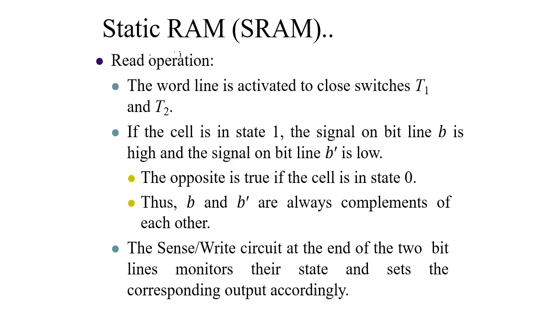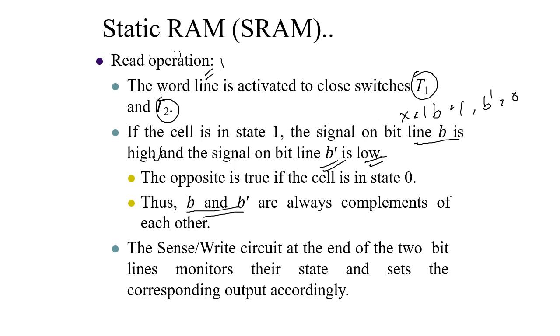Here the word line is activated to close the switches T1 and T2. The word line will be made 1 so that the T1 and T2 transistors are turned on. If the cell is in state 1, the signal on the bit line B is high and the signal on the bit bar is low. That is, when X equals 1, B becomes 1 and B dash becomes 0. We already know that B and B dash are always complements of each other.